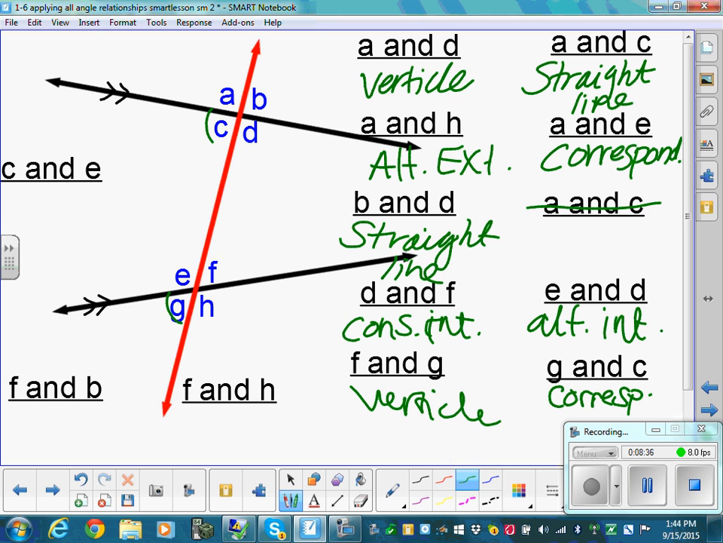Okay, last few, and I'm not going to draw these ones because I want us just to look with our eyeballs and think about it. All right. F and B. F and B. Corresponding. You're right. They're both on top and they're on the same side of the transversal.